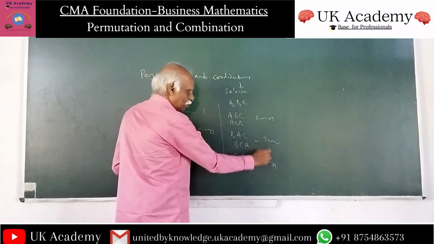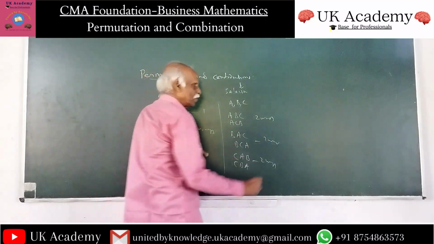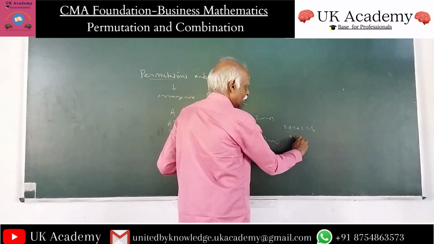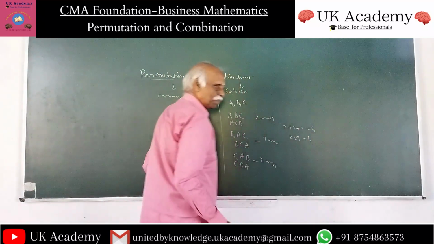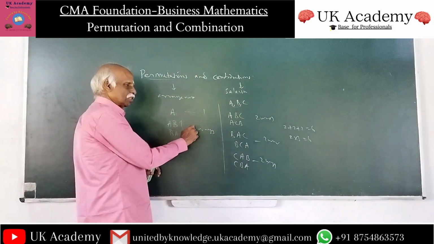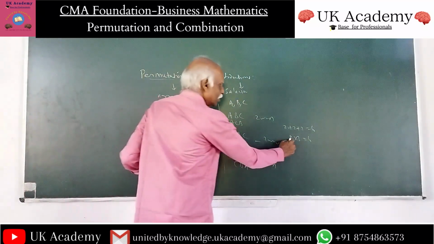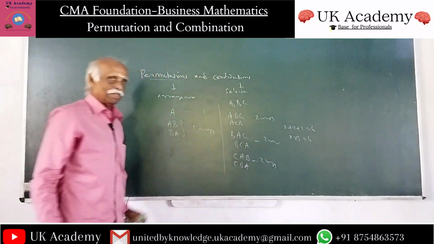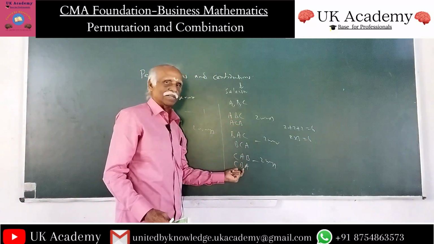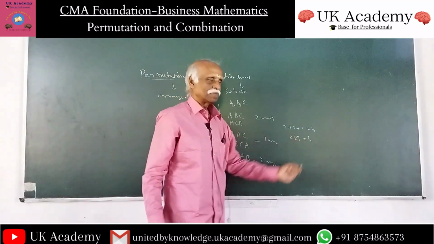Therefore 2 plus 2 plus 2 is equal to 6 ways. Or 2 into 3 is equal to 6. Here, each is 2 ways, 2 into 3, 6 ways. When 3 objects are given, I can arrange them in 6 different ways.